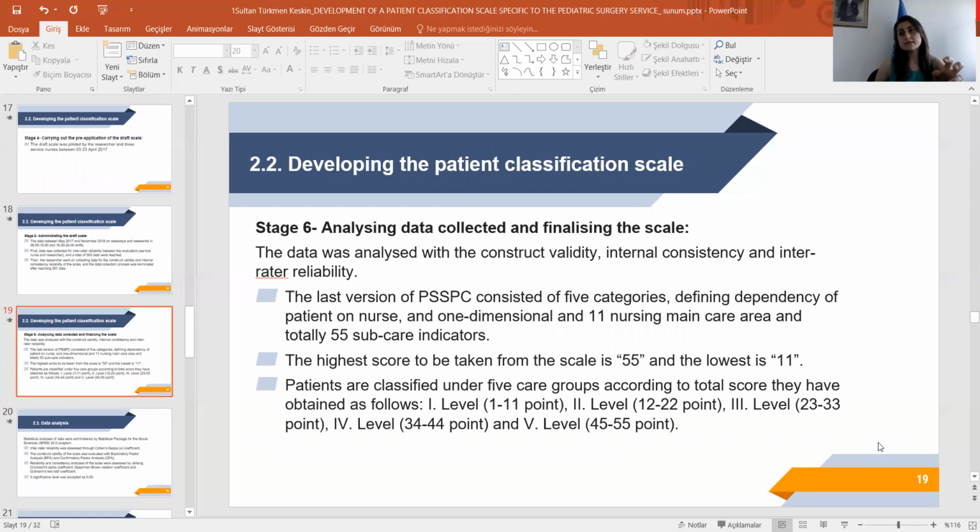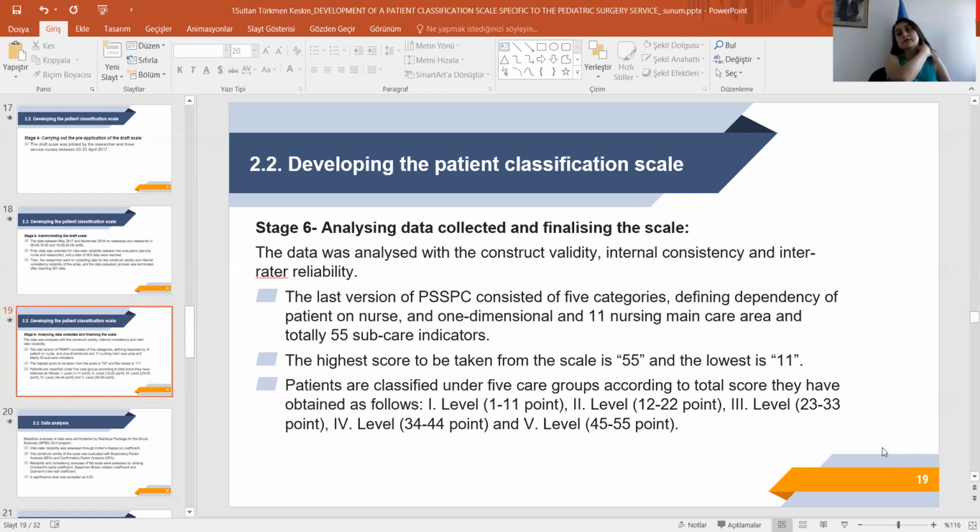The data was analyzed for contract validity, internal consistency, and inter-reader reliability. The last version of PSSPC consists of 5 categories defining dependency of patients on nurses and 11 main nursing care areas on a total of 55 sub-care indicators. The highest score to be taken from the scale is 55 and the lowest is 11.